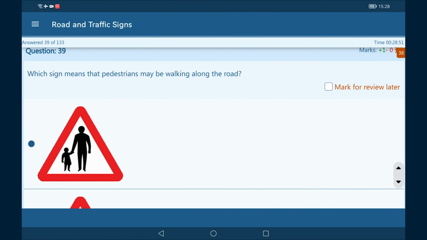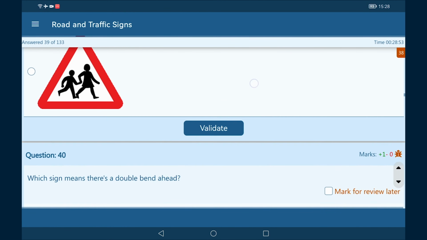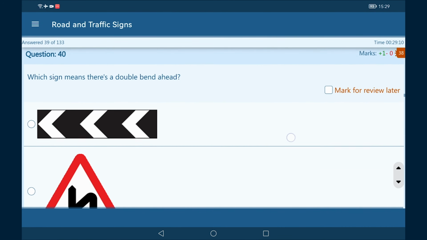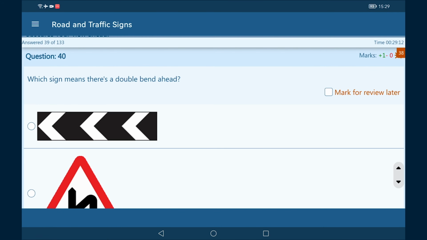Explanation. When you pass pedestrians in the road, leave plenty of room. You might have to use the right-hand side of the road, so look well ahead, as well as in your mirrors, before pulling out. Take great care if a bend in the road obscures your view ahead. Question 40. Which sign means there's a double bend ahead?